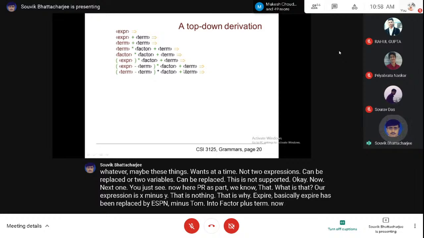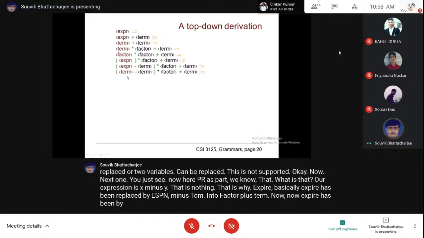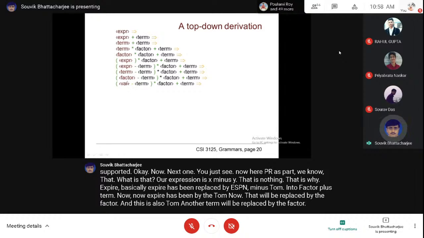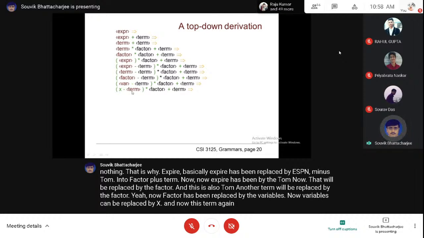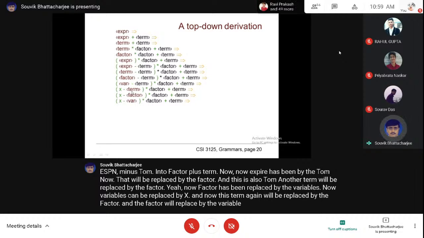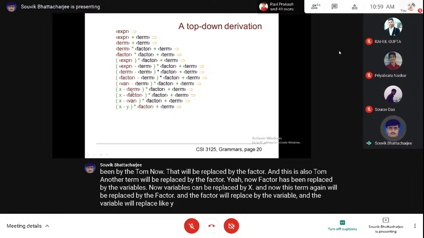Now EXPR has been replaced by the term. Now term will be replaced by the factor, and this is also term. Another term will be replaced by the factor. Now factor has been replaced by the variables. Now variables can be replaced by x. And now this term again will be replaced by the factor, and the factor will be replaced by the variable, and the variable will be replaced by y. In this way, we are reaching this thing step by step.